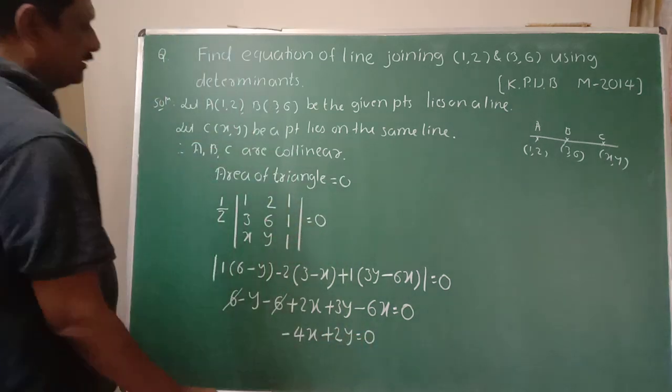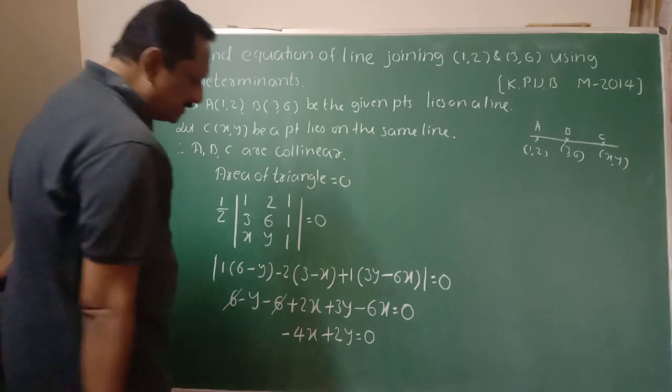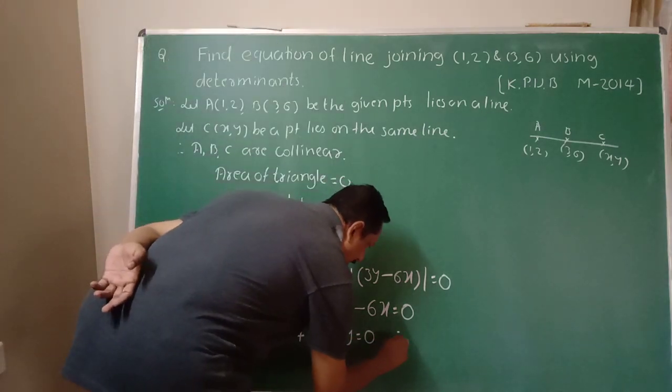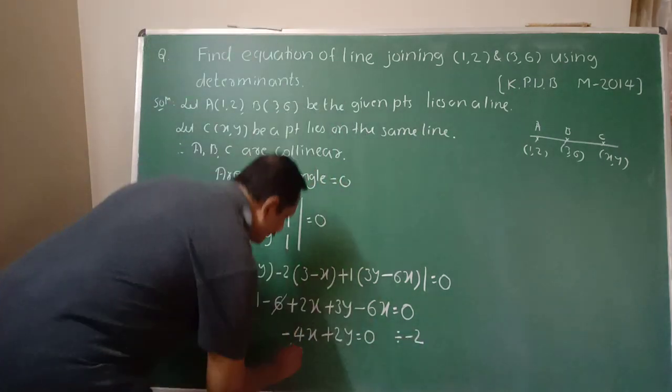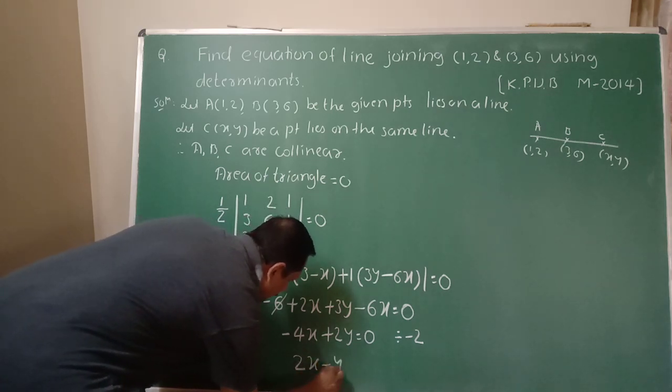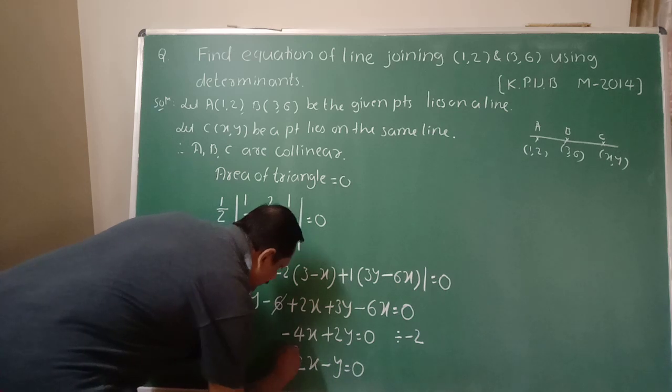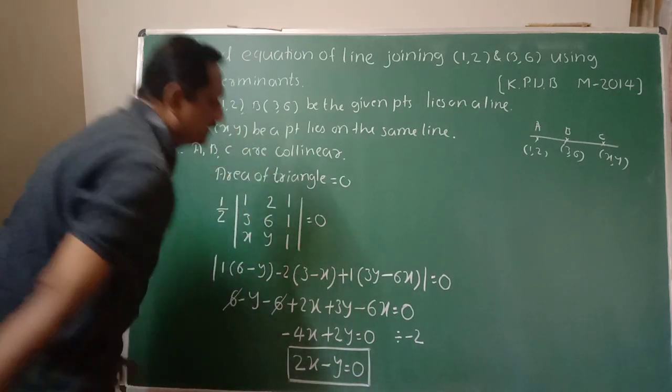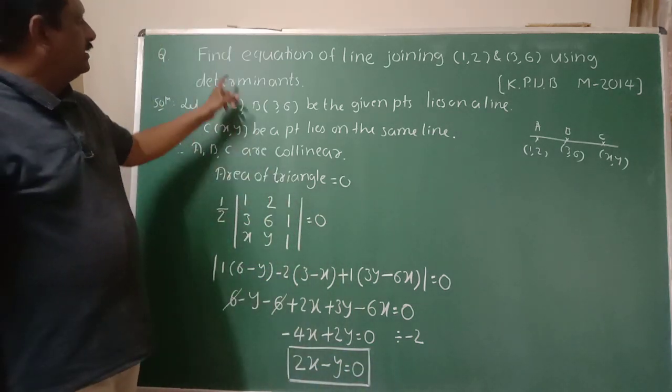And 3y minus y plus 2y is equal to 0. Then dividing both sides by minus 2, we get 2 2s are 4 here. So 2x minus y is equal to 0. 2x minus y equal to 0 is the required line here.